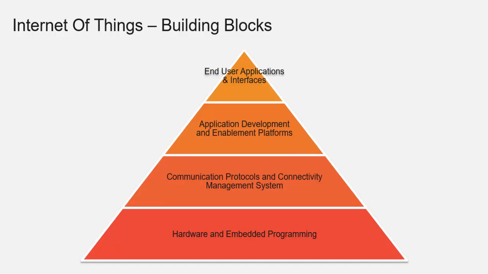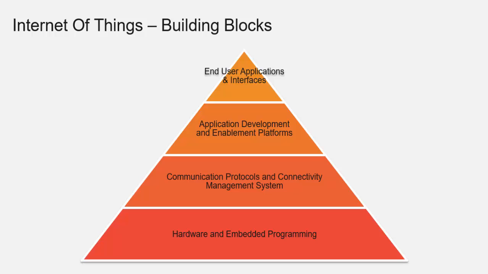The second layer in this architecture is called communication protocols and connectivity management system. We need to have certain communication protocols defined in order to capture the information or the data and send it across to the backend servers or vice versa.